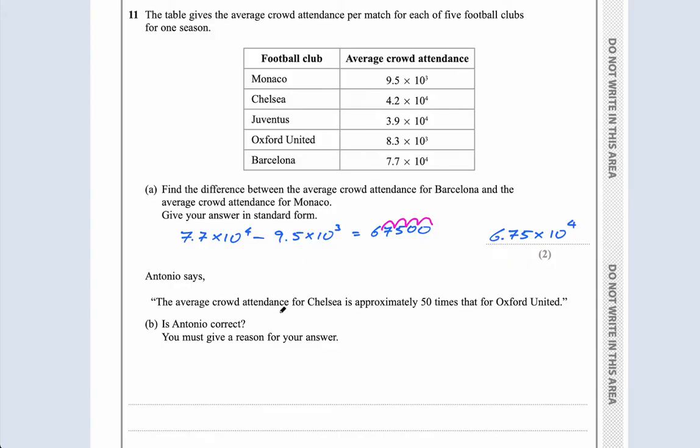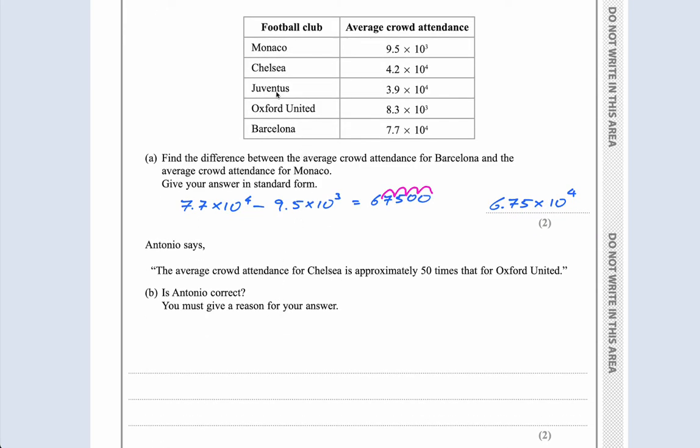Okay, Antonio says the average crowd attendance for Chelsea is approximately 50 times that for Oxford United. Is he correct? Give a reason for your answer. A few ways to do this. Let's see what 50 times Oxford United's attendance is, and let's see is it the same as Chelsea. I'm guessing it isn't. So Oxford is 8.3 times 10 to the 3.